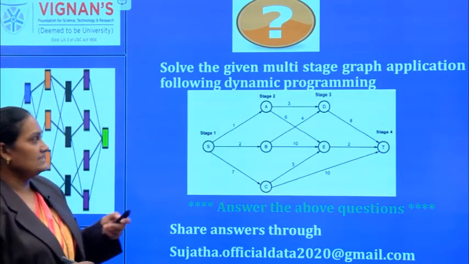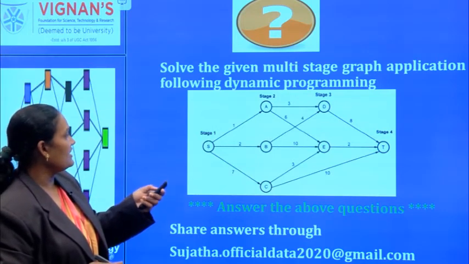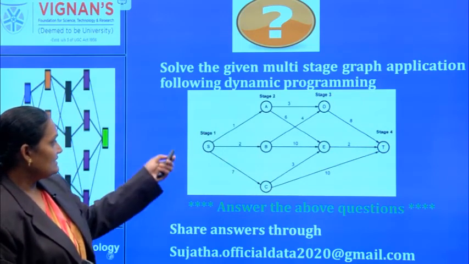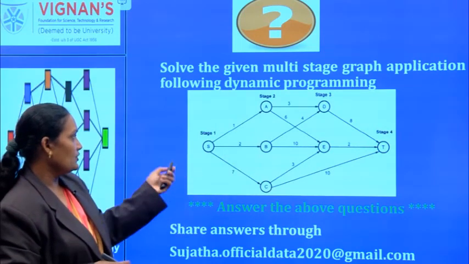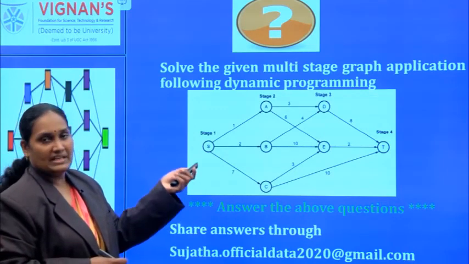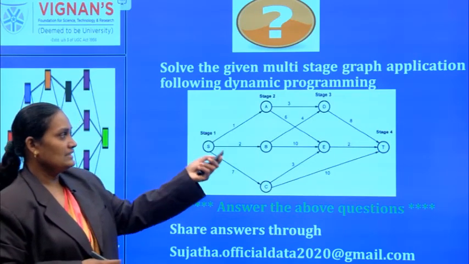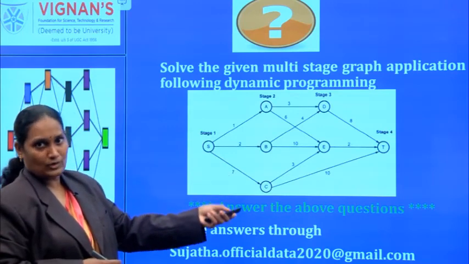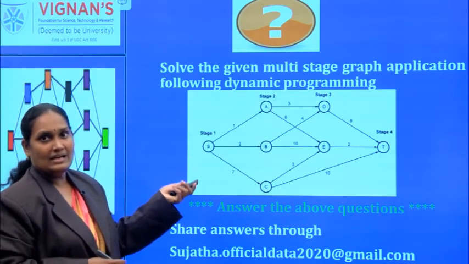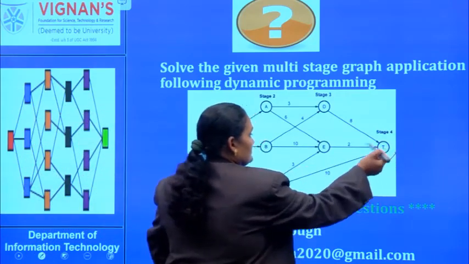The next question is, solve the given multi-stage graph application by following dynamic programming. Here also I have given 4 stages. In 4 stages we have totally 7 vertices. We need to find the path from source S to the sink T by following the algorithm. Analyze the algorithm to trace the path which has the lowest cost. We need to find the path from source to sink, right?